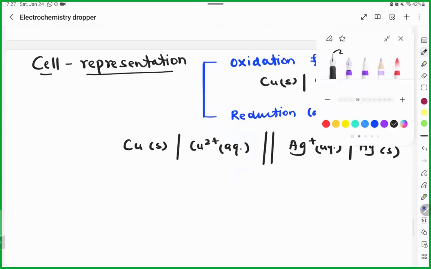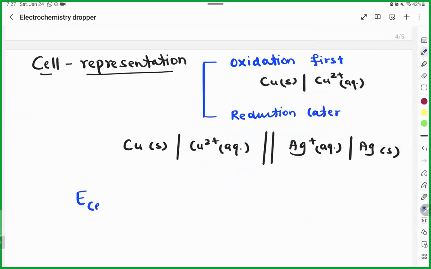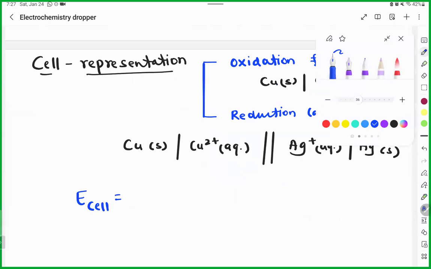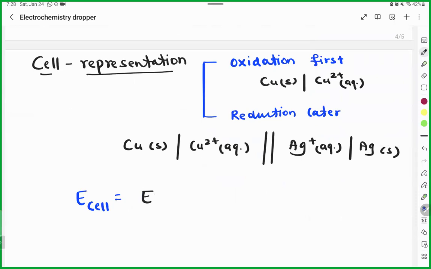Sarah, what is the formula for the electrode potential of this cell? Cell potential, basically. Sarah, what will be the cell potential E cell value? Cell potential means E cell. Cathode minus anode. Cathode minus anode.